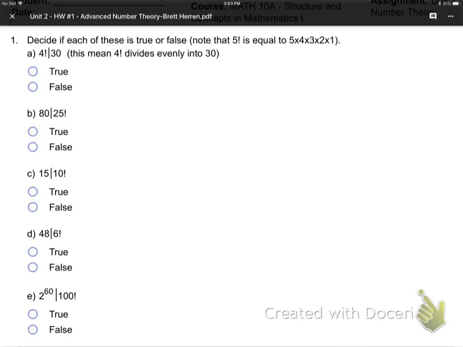All right, let's try the next part. Probably overdoing that particular part A. How about part B? Part B says 80 goes into 25 factorial. True or false? So how are we going to answer this question? Hey, what if you guys have a calculator with you? How big do you think 25 factorial is? Before we go, let's guess that.